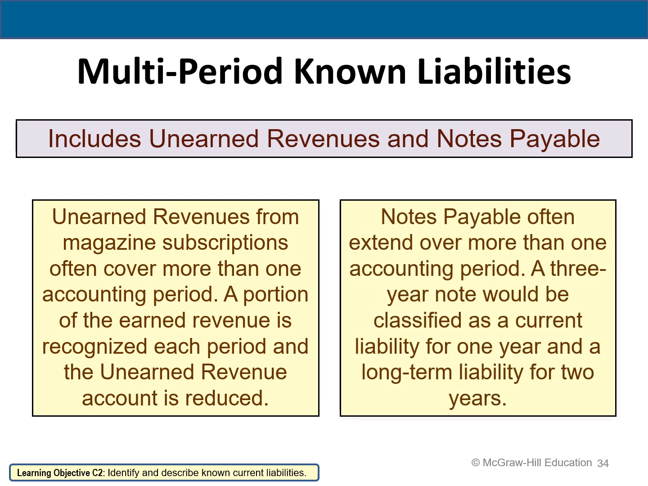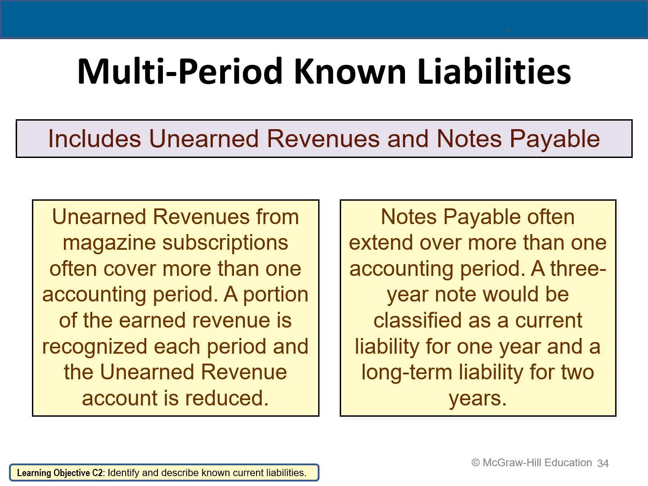Many known liabilities extend over multiple periods. Think about unearned revenues or notes payable. The question is, when they cover multiple periods, are they supposed to be a current liability or a long-term liability? Well, the answer is they're both.